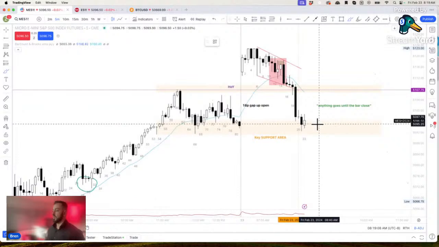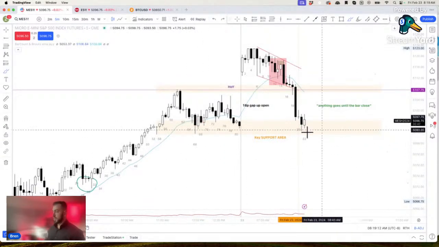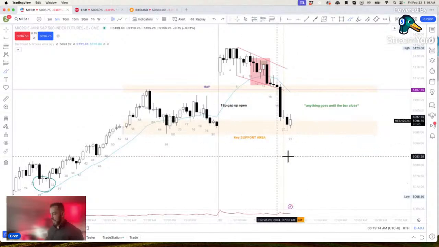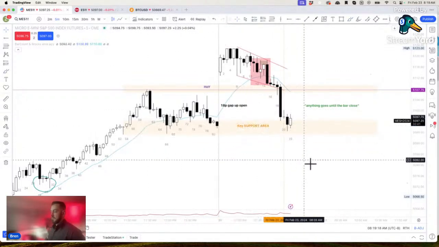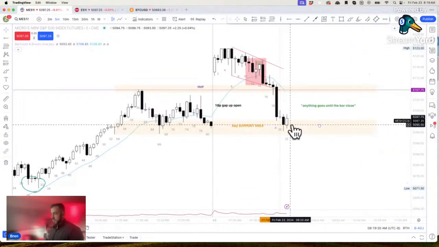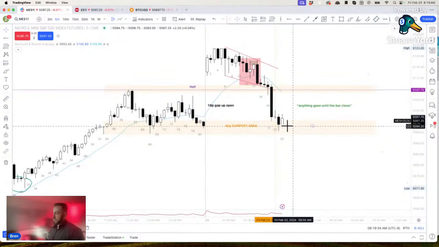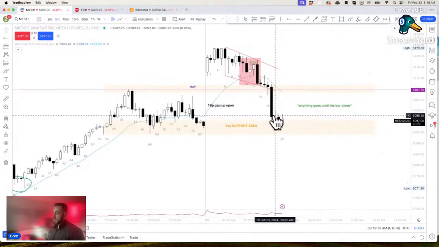Remember I said here we could get one of these, right? So we're watching what happens when we come into this key support area. How does the price react? That's what we're trying to see. 32 seconds left on this candle. Now, if I'm looking to buy, I want this to close above something. I want it to close above here, or here.